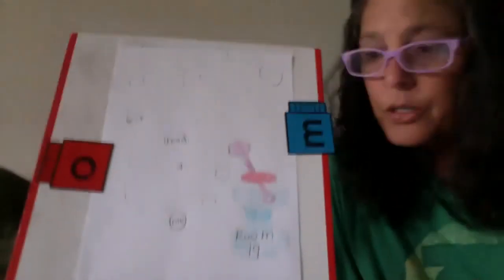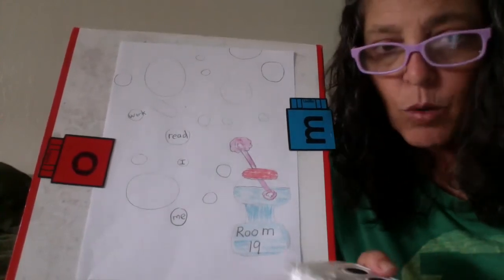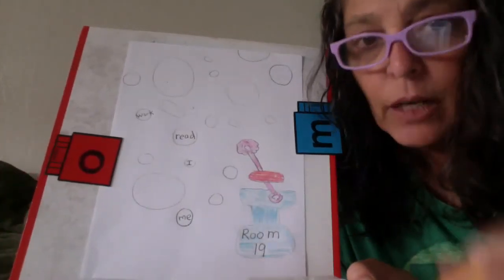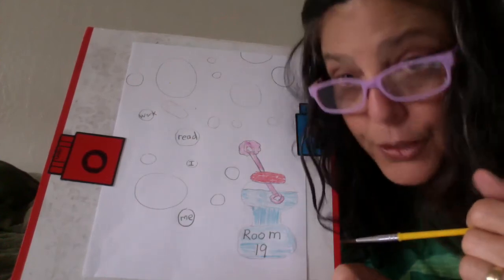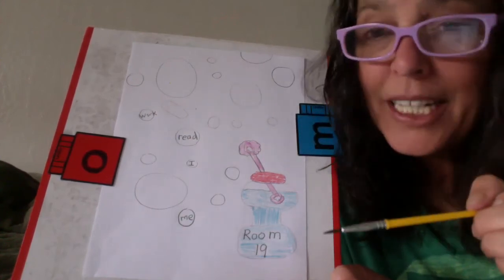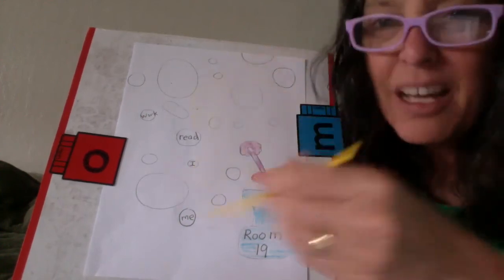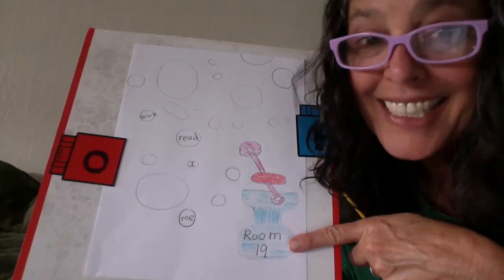And when you're done with your scene, if you want to take some watercolors, and gently, carefully paint over your pretty bubbles or your flowers or whatever you do. But then remember, you can't cover up the word. The important part of this is that we have lots of memory words for our special time in room 19.